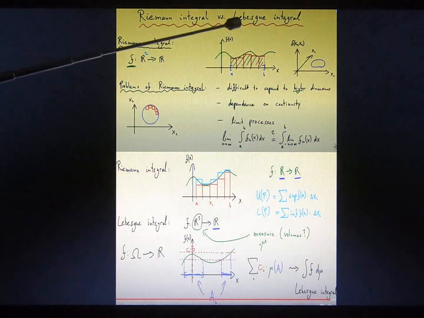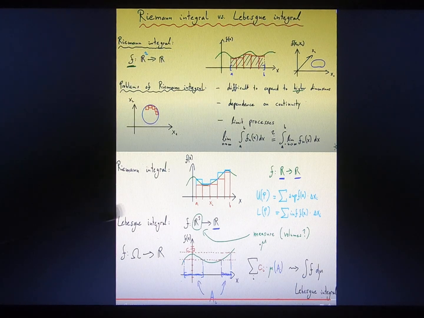However, there is the Lebesgue integral. There's a difficult part for the Riemann integral. It's difficult to expand to higher dimensions, depending on the continuity and the limit process. So you can use the Lebesgue integral, so you can do the measurement of volume and something like that.